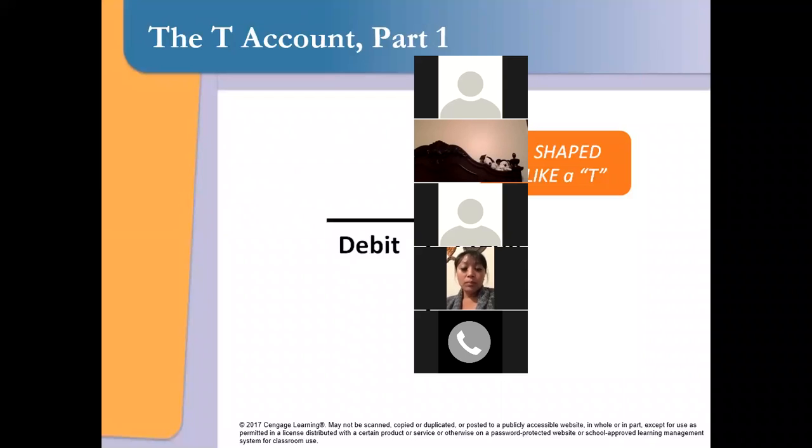Why do I care about the value of my assets? Well, the value of my assets lets me know what am I working with to do business. If I have a phone that has no value, then I probably can't do a lot of business with it. So I use accounts to track the value of my assets.